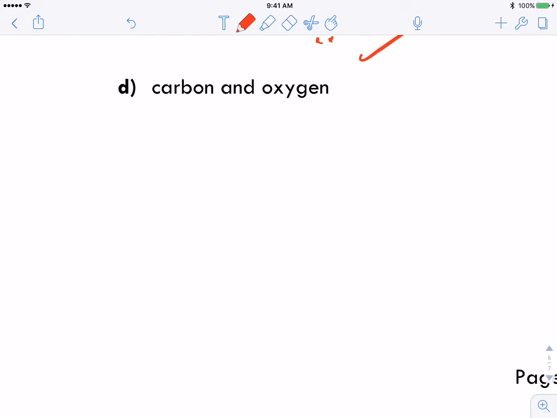Last one, carbon and oxygen. Carbon needs 4, oxygen needs 2. Okay, so how many oxygen do I need to share with carbon? I will need 2 oxygen to share 2 each with carbon, so that carbon will have 8. Now, oxygen started out with 6 valence electrons, so I must add in the other 4 valence electrons.